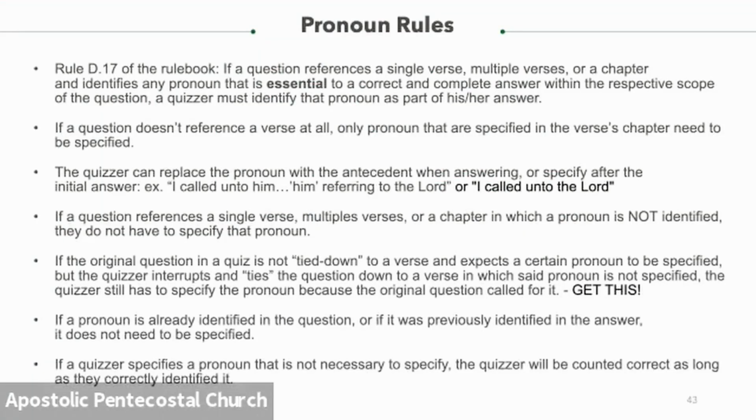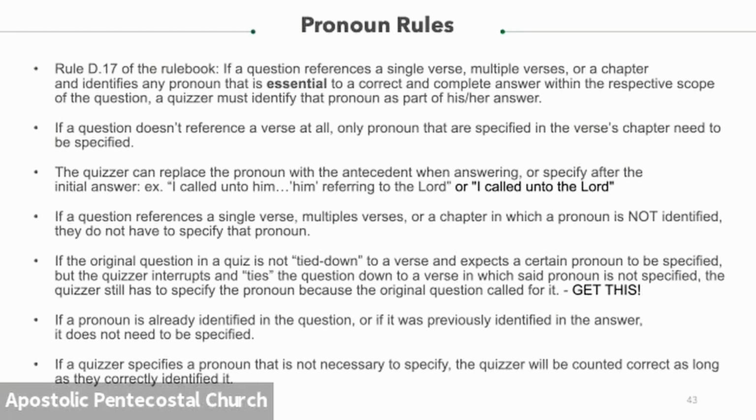And we're back. All right, we're back, everybody, and we're going to talk just quickly about a couple more slides before we get into really diving into the questions. The first one of those is the pronoun rule. This is huge, hugest of the huge, when it comes to senior quizzing. This is taken right out of the manual, the majority of it. Learn it, know it, understand it. Rule D17 of the rule book.